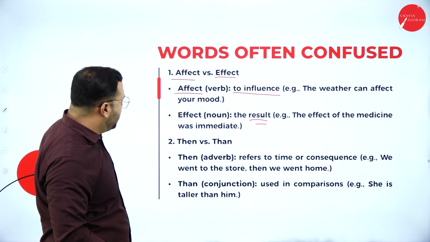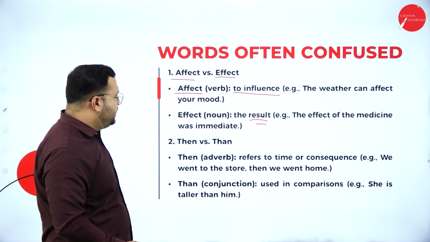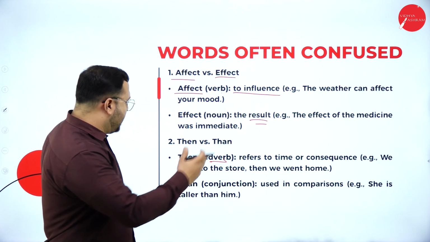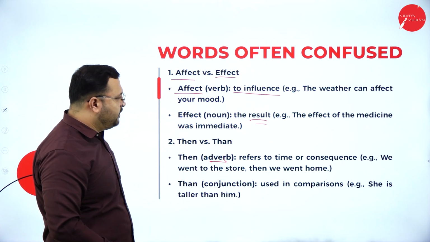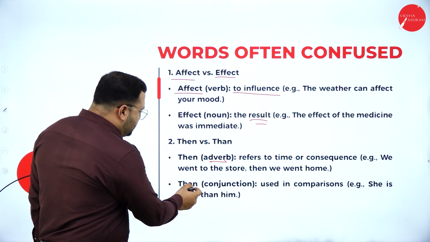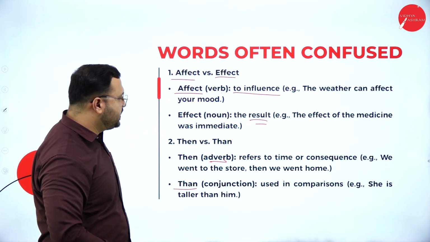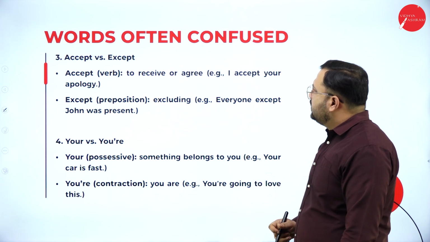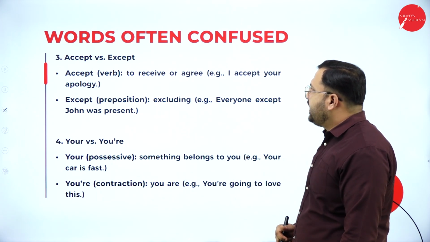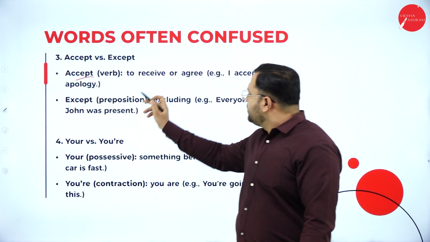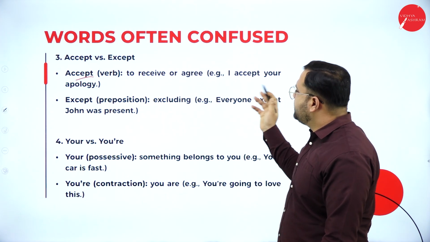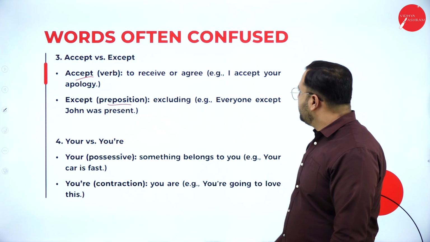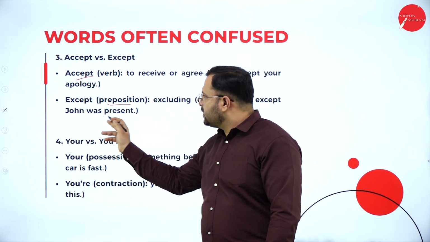Second pair is then and than. Then is an adverb. It refers to time or consequences. Example, we went to the store, then we went home. Than is a conjunction used in comparisons. Example, she is taller than him. Next word, accept and except. Accept is a verb, to receive or agree. I accept your apology. Except means preposition, excluding. Everyone except John was present.